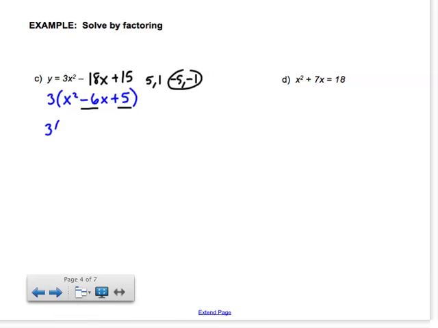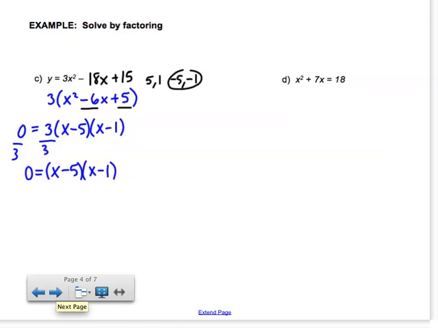So I keep my 3, and I rewrite. I do x minus 5, x minus 1. Set that all equal to 0. And what I'm going to do with my 3 here is this is all multiplication, so I can divide by 3. And 0 divided by any number is 0. So that little 3 just kind of disappears for us. And now I can say that x minus 5 equals 0, or x minus 1 equals 0.